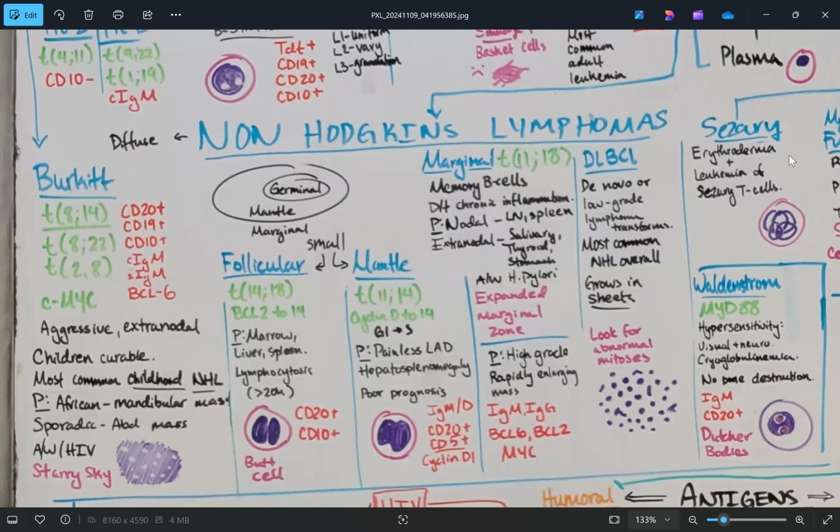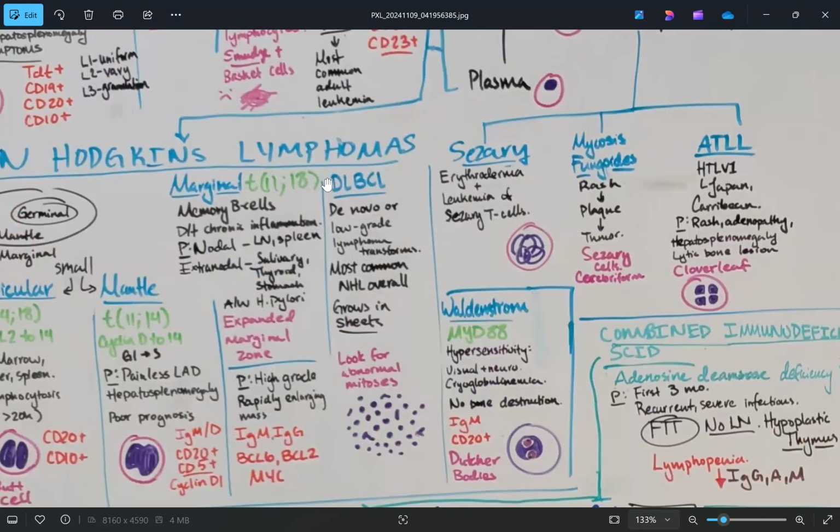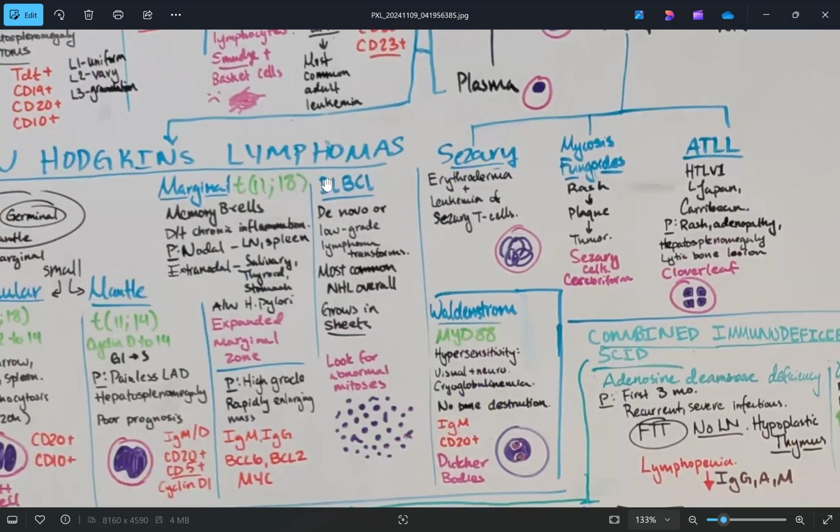For DLBCL, DLBCL stands for diffuse large B cell lymphoma. It'll be de novo, which is new, or it'll be caused by transformation from your low-grade lymphomas. It is the most common NHL overall, and if you see a description of the cells growing in sheets, then automatically you'll think DLBCL. For presentation, it'll be a high grade and rapidly enlarging mass. You'll be looking for your IgM and IgG, as well as your BCL6, BCL2, and MYC on your labs.